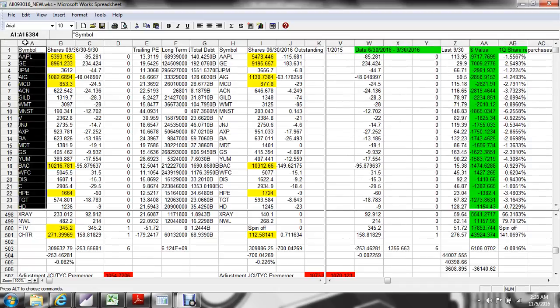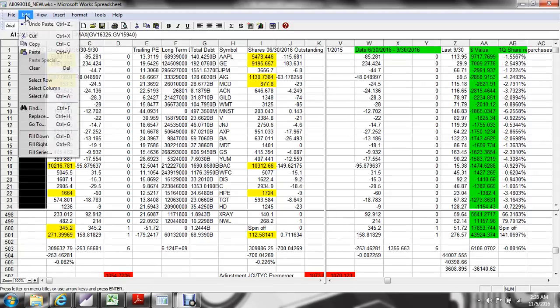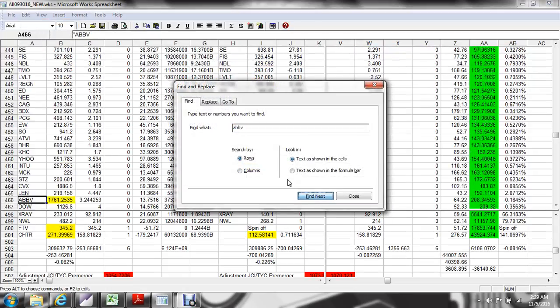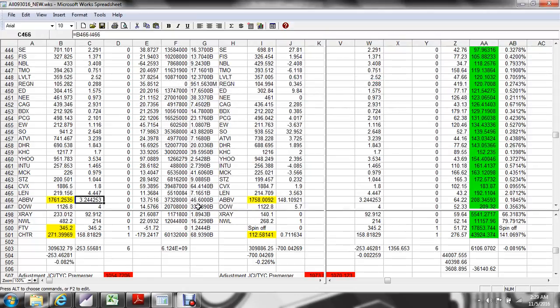Now, we'll look at AbbVie. We're going to have to search for them because they're not in the top. Actually, they increased their share count, so we're going to have to look for them. Okay, here's AbbVie. As you can see, they increased their share count by 3.24 million shares, and that cost shareholders $208 million. They spent $3.8 billion on shares, and they increased their share count.